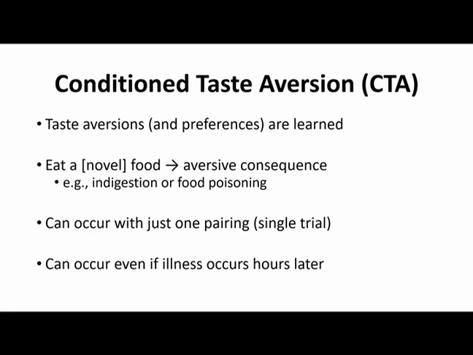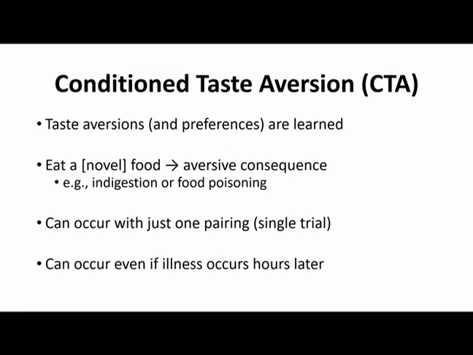So even if you know that it wasn't the food that made you sick, you're still going to be put off by that food. And this kind of taste aversion can actually occur with even a single pairing, so a single trial, which we've talked about trying to strengthen learning and form associations. Repeated exposure is usually key, but these conditioned taste aversions are so intense that they can happen just after one single occurrence.